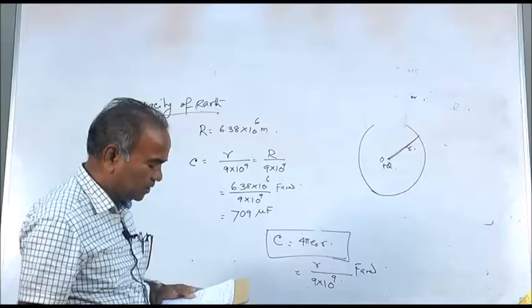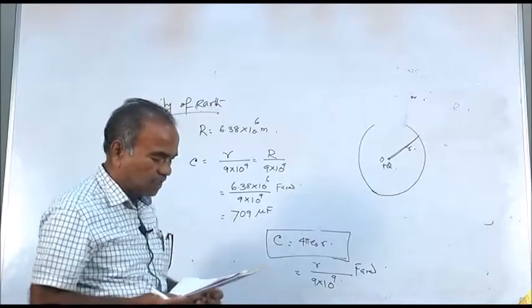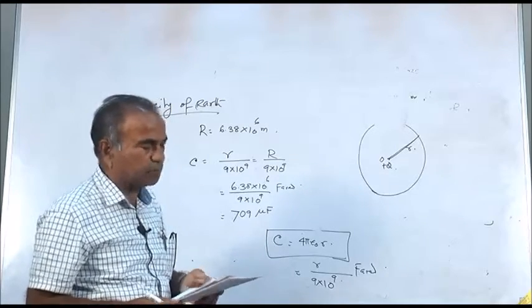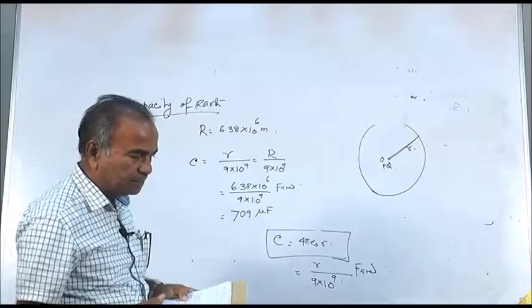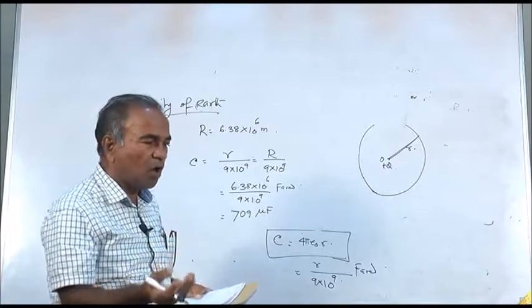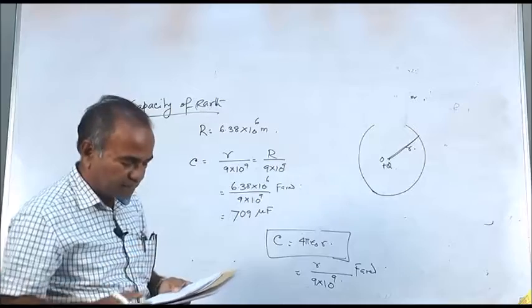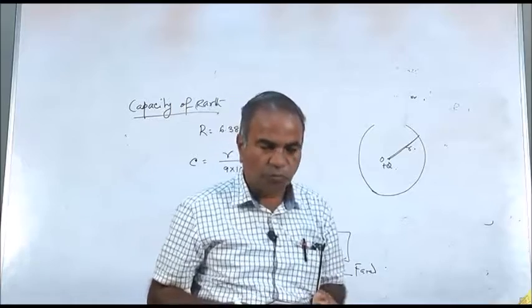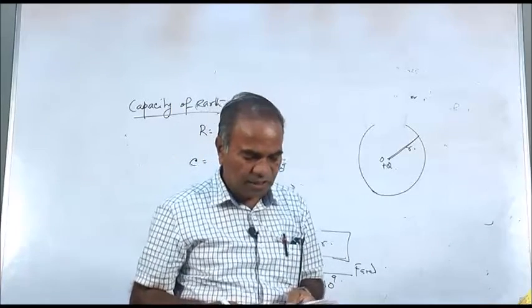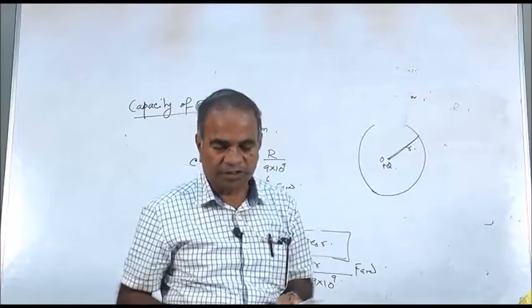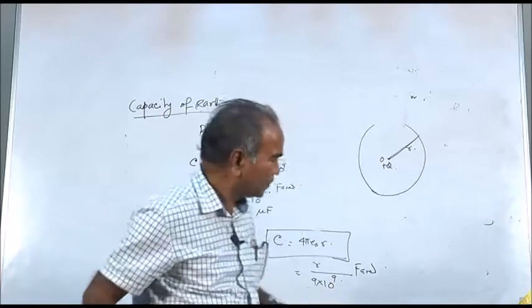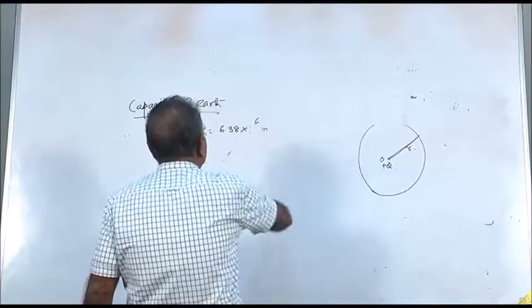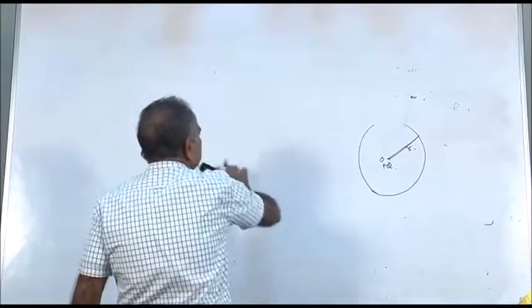So, that means any amount of charge given to the earth or taken away from it does not bring any change in its potential. Since the capacity is very large, any amount of charge given or taken away does not change the potential of the earth. Therefore, we treat earth as being of zero potential. So, anybody connected to earth shall also be at zero potential, and always we take earth as having zero potential.